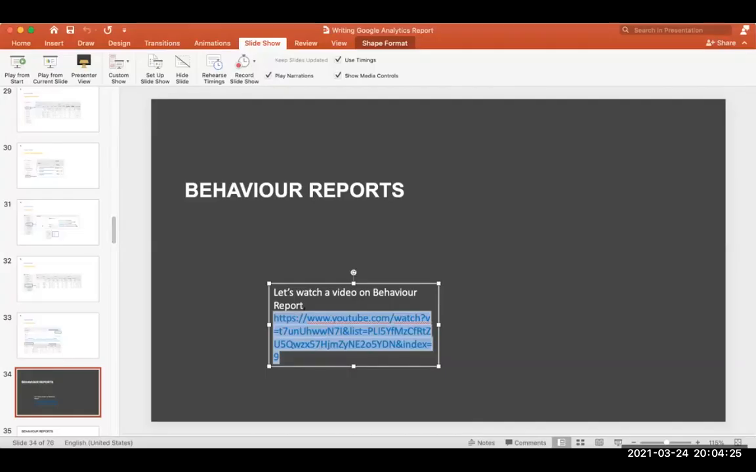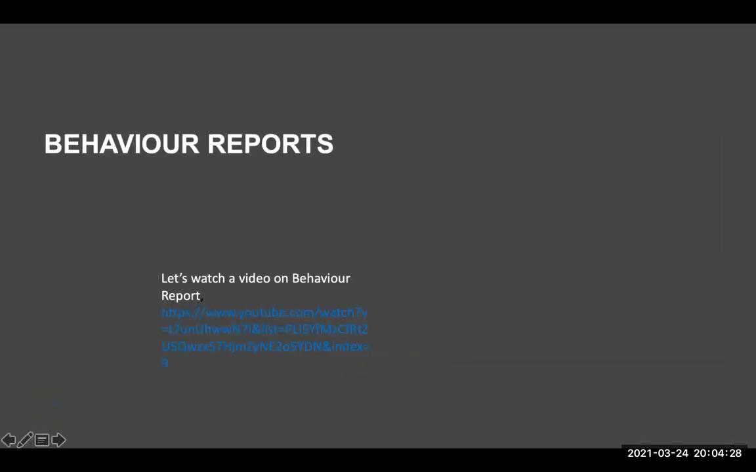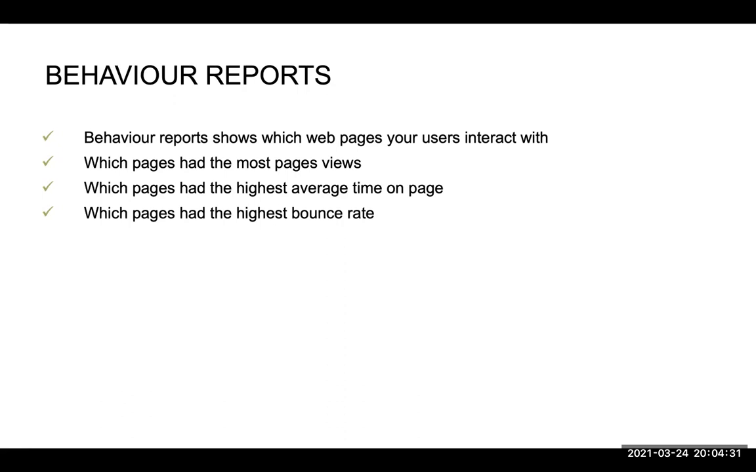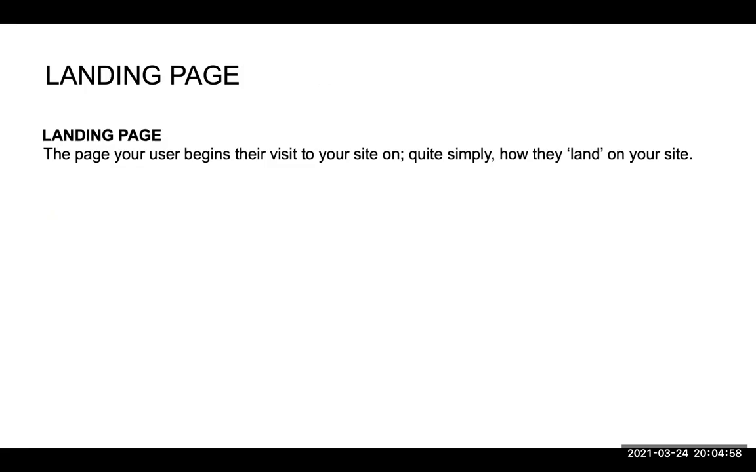You're seeing my screen, right? Yes, sir. So the behavior report shows which web pages your users interact with, which pages had the most page views, which pages had the highest average time on page, in other words, the length of time that was spent by the user, and which pages had the highest bounce rate, which means the page or pages where a user visited only one page. And these are the specific things that you can comment on for behavior. Landing page: the page your user begins your site visit on. Quite simply, how they land on your website, which particular page on your website they entered.